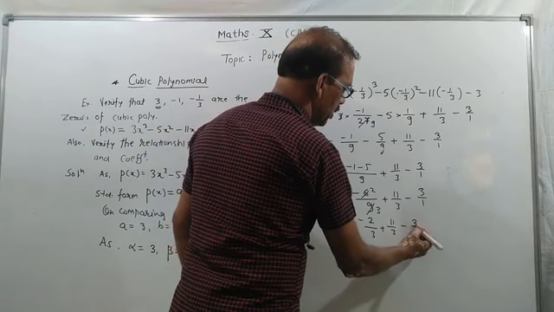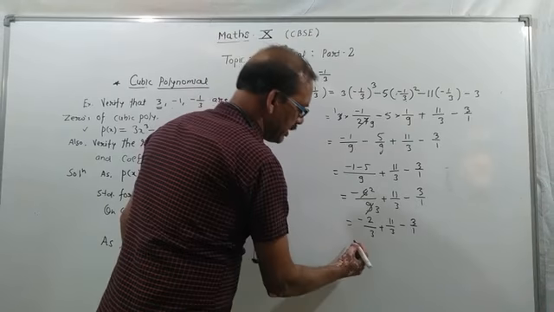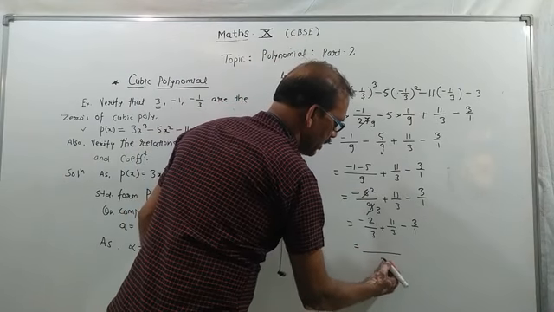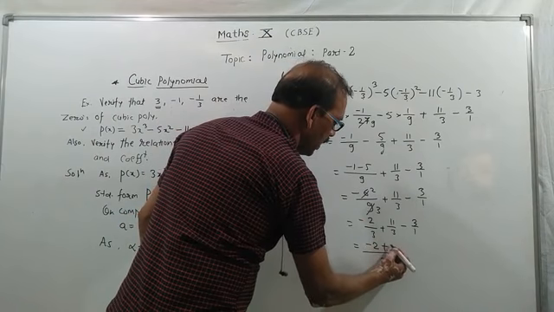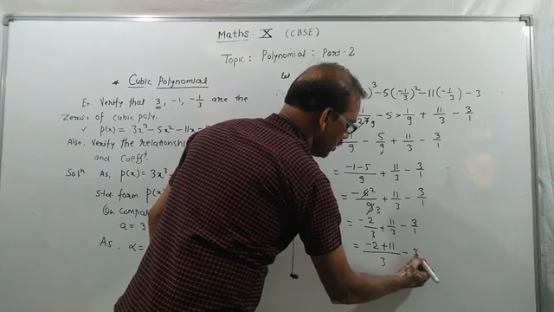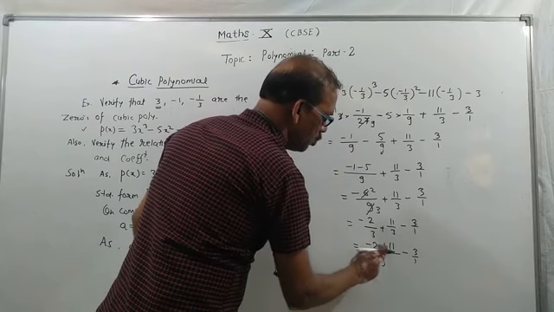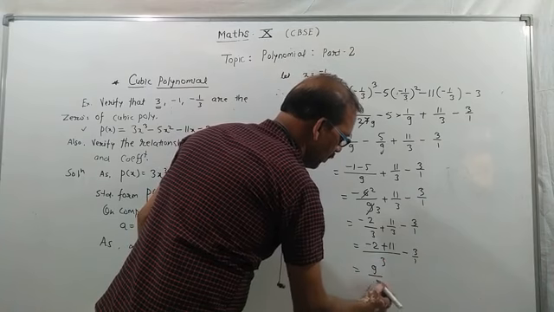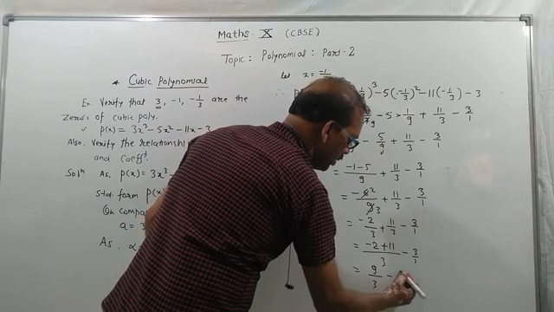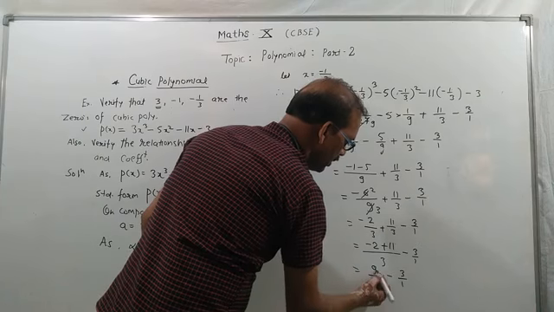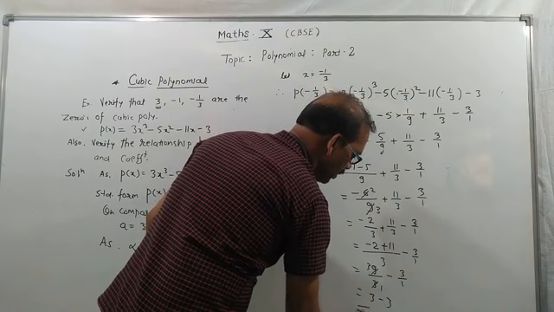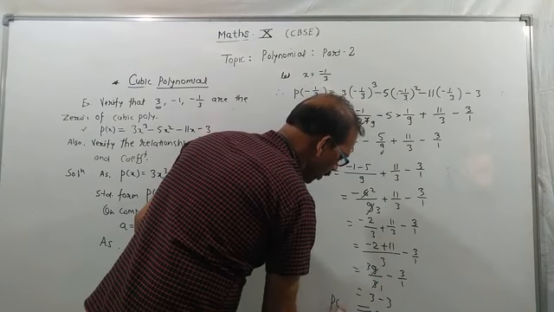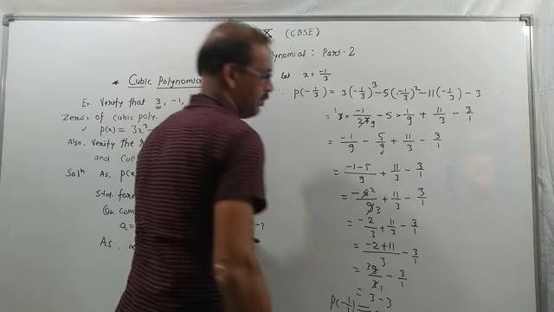minus 3 by 1. As the denominators are the same, write as it is. Now minus 2 plus 11, minus 3 by 1. Minus 2 plus 11 is 9 by 3, minus 3 by 1. 3 ones are 3, 3 threes are 9. That is 3 minus 3. The answer is 0. That is, P of minus 1 by 3 is 0.